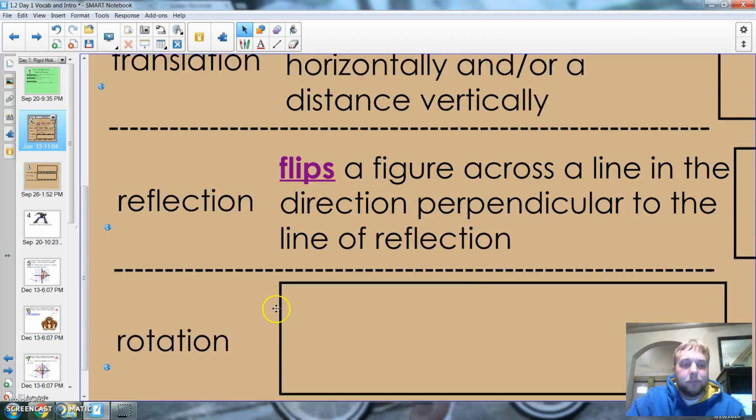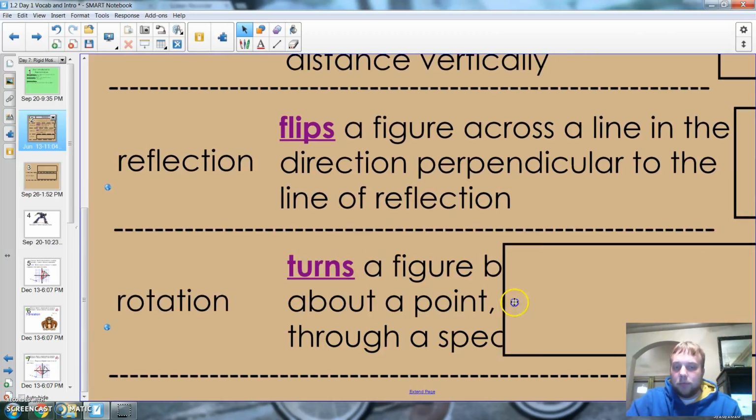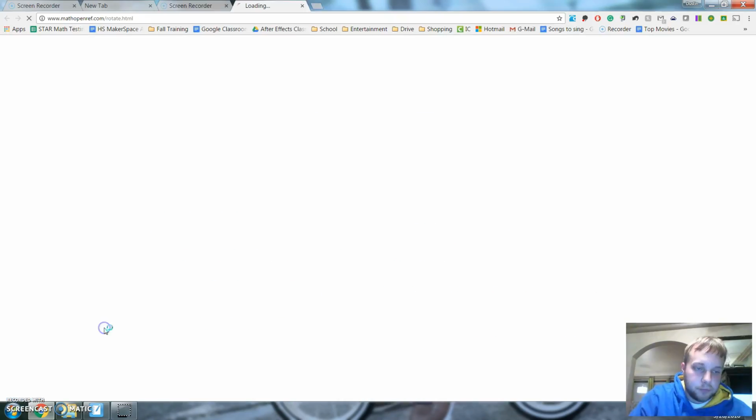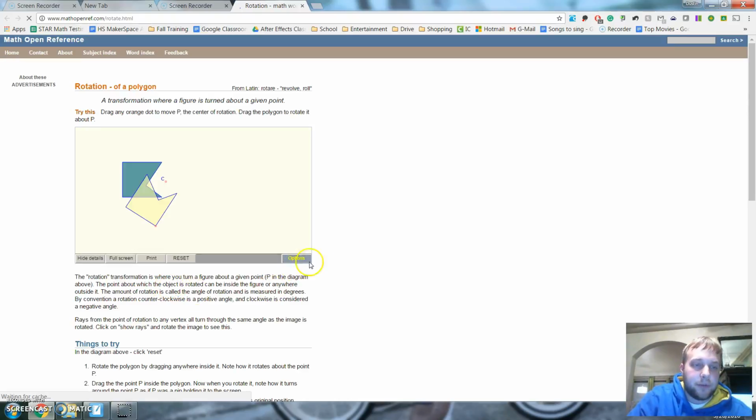Next one, rotation. A rotation basically turns a figure by moving it about a point along an arc through a specified angle. Alright, so rotating something takes it and spins it around. Alright, rotating. Like I have a rotator cup. Alright, let's check out the visual graph of this.